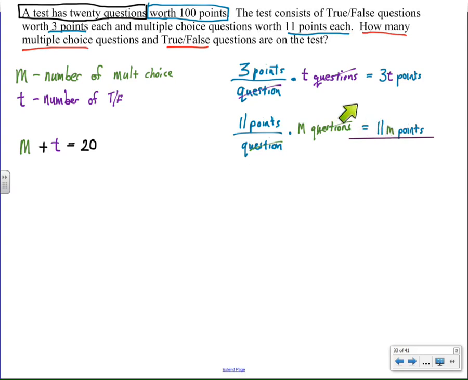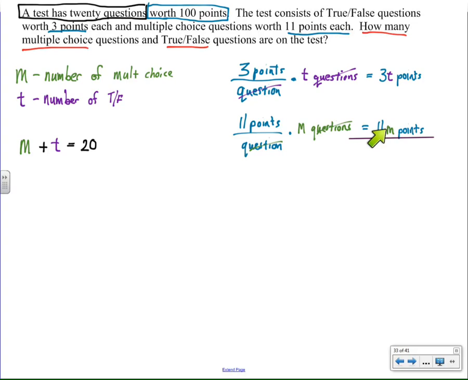So let's be clear about this. If there were 5 true-false questions, there would be 15 points, 3 times 5. If there were 10 true-false questions, that would total 30 points, 10 times 3. Similarly, if there were 5 multiple choice questions, that would be 55 points contributing to the test. If there were 100 multiple choice questions, then there would be 1,100 points available.